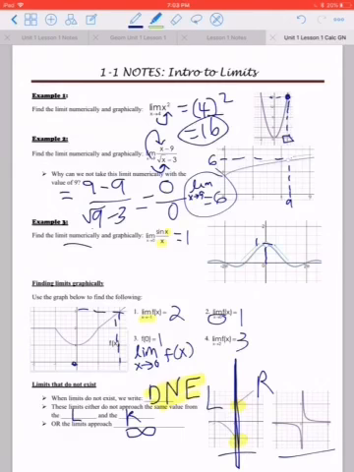And then in your second example there, the graphs are approaching -infinity and +infinity from both sides, from the left and the right.